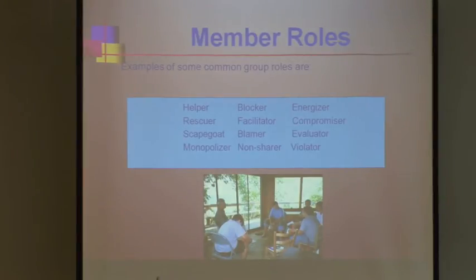So you can be helpers, blockers, energizers. Those of you who said originally I'm fun, I'm entertaining, we need those people too. Rescuers, facilitators, compromisers, scapegoats. When things go wrong, sometimes you just need someone to take the blame and someone to assign it. Evaluators, monopolizers, non-sharers, those are the ones who are just cruising through. And sometimes violators of group norms.